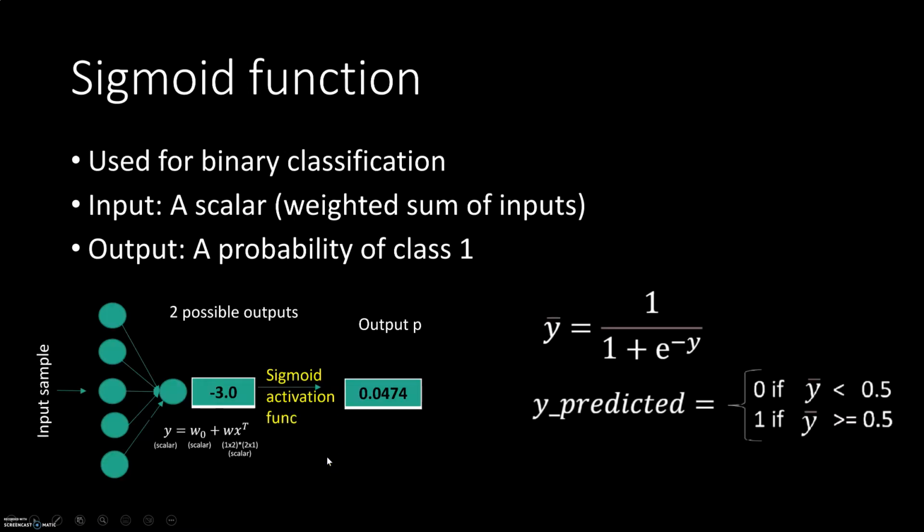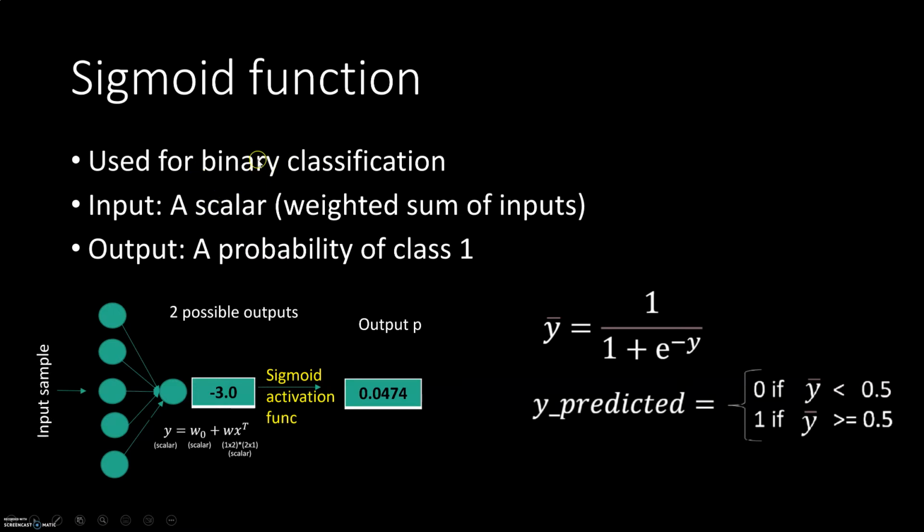We'll start with the sigmoid function, since we have already learned about this when we studied logistic regression in one of the previous videos. So you already know what this is, but just to briefly go over the details, let me repeat some of the important points. The sigmoid activation function is used for binary classification.